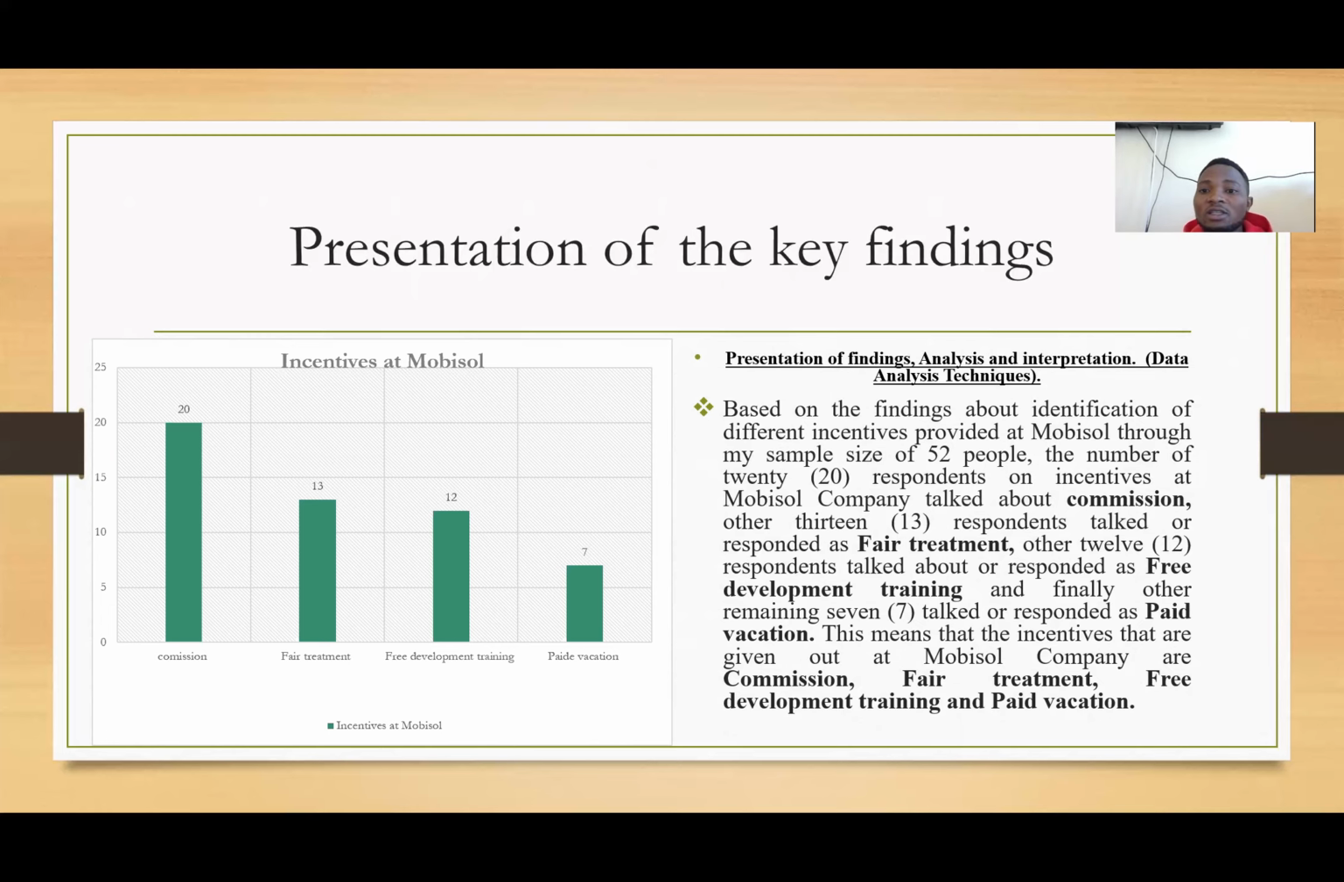By doing the analysis and interpretation of data, based on the findings about the identification of different incentives provided at Mobisol through my sample size of 52 people, 20 respondents talked about the commission. Other 13 respondents talked about fair treatment. Other 12 respondents talked about the free development trainings, and finally the remaining 7 talked about the paid vacation. So this means that the incentives that are given at Mobisol company are commission, fair treatment, free development, and paid vacation.